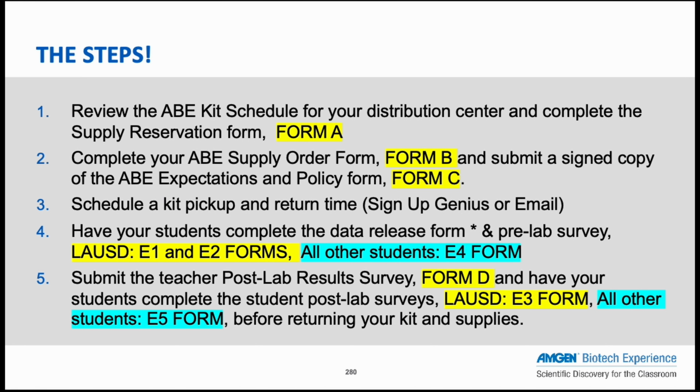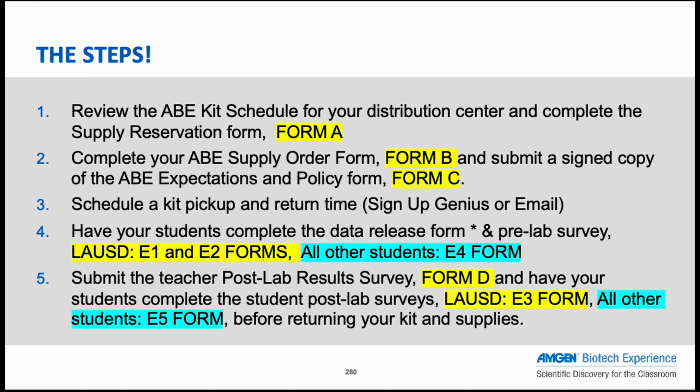Step 3. Schedule a kit pickup and return time. Distribution centers use Sign Up Genius or general email to book kit pickups and kit drop-offs. More information on this later. Step 4. Have your students complete the data release form and pre-lab survey. For LAUSD students, they need Form E1, which is a data release form signed by parents, and Form E2, which is a pre-lab student survey. All other students just have to fill out a pre-lab student survey titled Form E4.